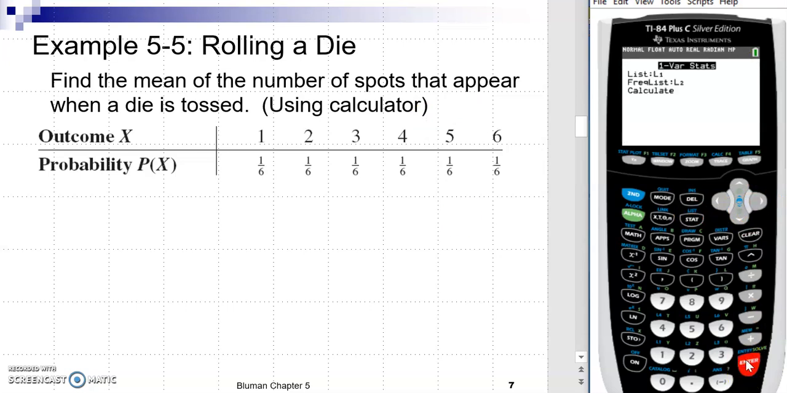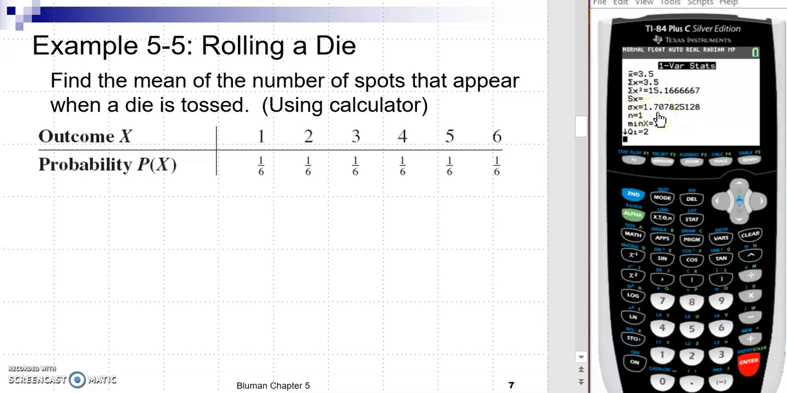Make sure you're using list 1, list 2. So if you don't have this command, be sure to type in L1, L2, and then calculate. So our mean for this discrete probability distribution is 3.5. And our standard deviation, if we round it off to the nearest tenth, should be 1.7.